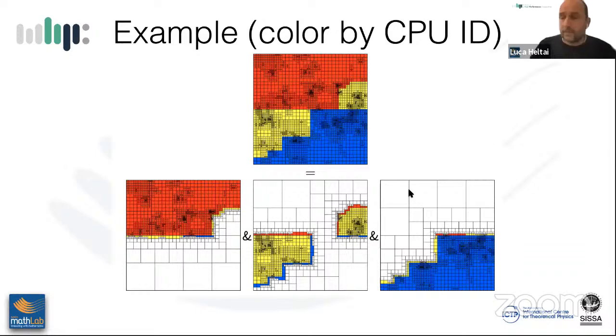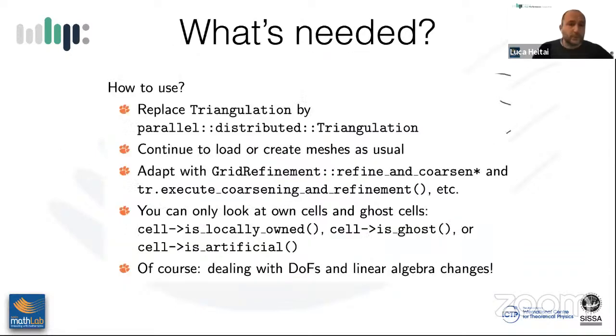Okay. So what's needed for this to work? Well, in principle, not much. In the code, you just replace the triangulation by a parallel distributed triangulation. You create or load the mesh as usual, so nothing changes. And then you adapt all of the various grid refinement and execute coarsening and refinement in order to work with the parallel version of the triangulation. And then the only thing that you have to be careful about is that you can only access degrees of freedom, and you can only access and assemble things where you have locally owned cells, or maybe the ghost cells on the neighbor cells. You cannot do anything else outside.